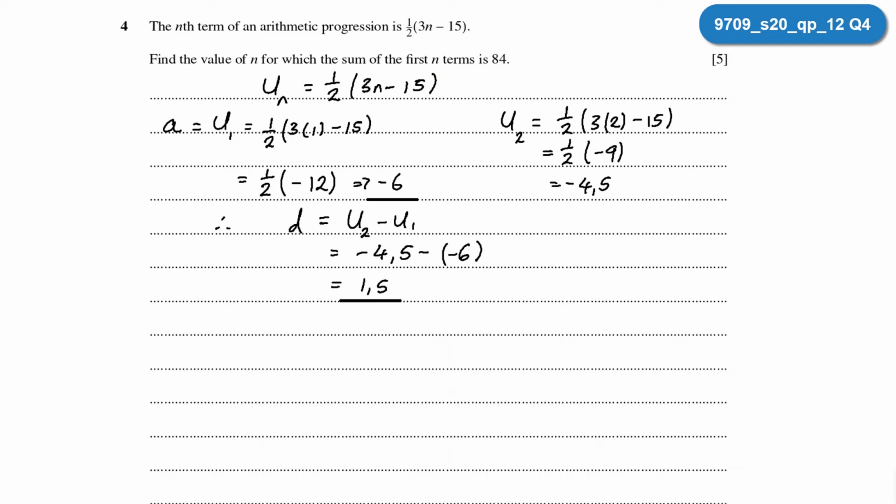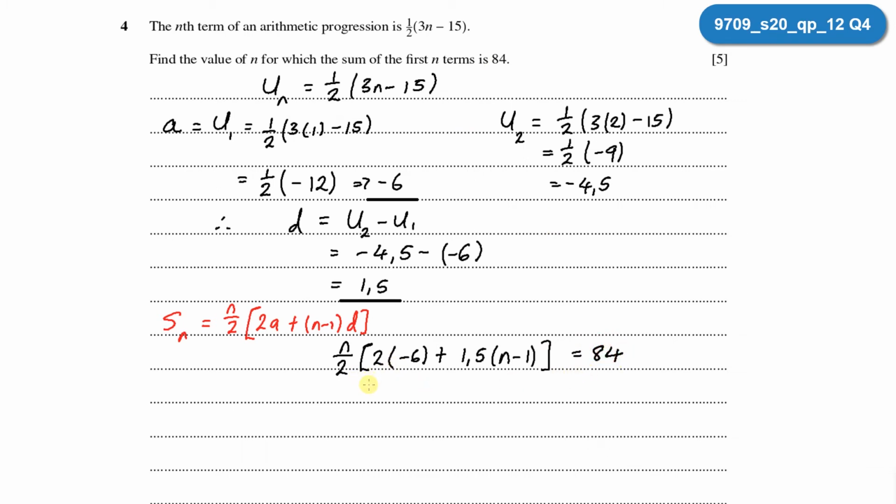So we know the formula for the sum of the first n terms of an AP. That sum to n is n over 2, 2a plus n minus 1 d. So this is the formula for the sum of terms of an AP. So we'll now say that's n over 2 of 2a, that's minus 6 for a, plus n minus 1 d. d is 1.5, so times n minus 1. And this should give us 84 here.